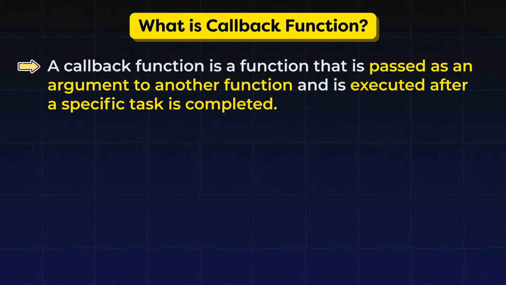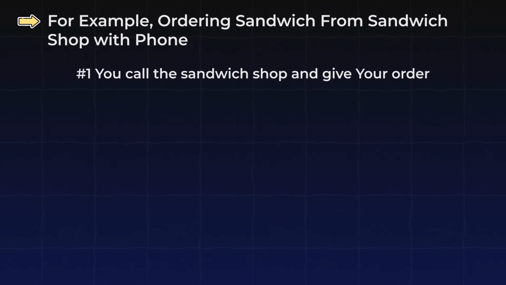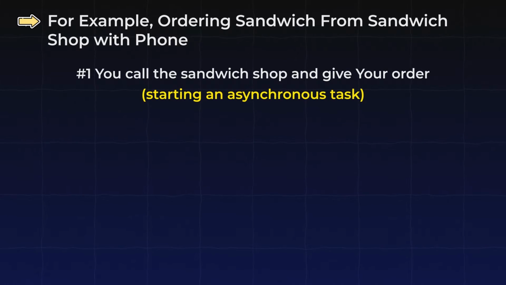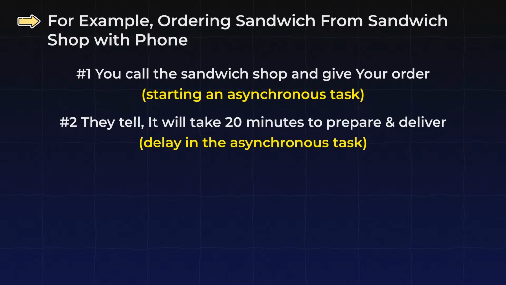Let me explain using a real world scenario. Suppose you are ordering a sandwich from a sandwich shop with your phone. So you call the sandwich shop and give your order. This is like starting an asynchronous task. Now the sandwich shop tells you it will take 20 minutes to prepare and deliver. This is the delay in the asynchronous task.